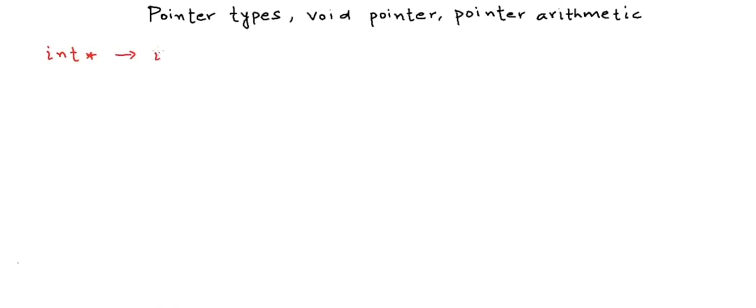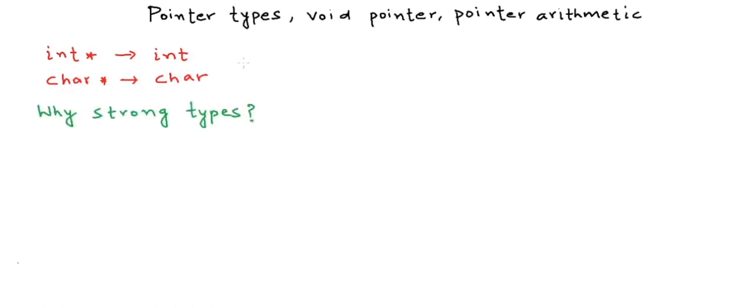So int star or a pointer to integer will be needed to store the address of an integer. Character pointer will be needed to store the address of a character. And similarly, if we have a user defined structure or class, then we need a pointer of that particular type only. But why do we need these strong types? Isn't it that the pointer variables just store the address of the variable?